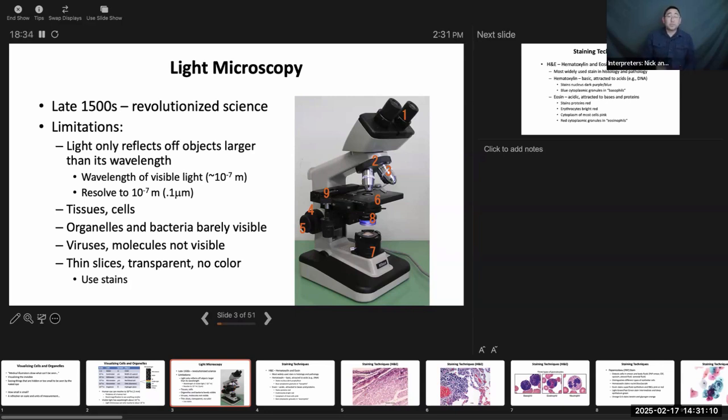But the light has to literally be able to pass through this thin slice. Those slices are so thin that they're virtually transparent, and the structures you're looking at have no color. They're so thin that you can't actually see the color of the object. So oftentimes the only way to actually see anything with a light microscope is to stain it. You use stains that are usually attracted to different molecules in the specimen. And then what you're seeing is actually the staining of those structures in these very thin, transparent slices.